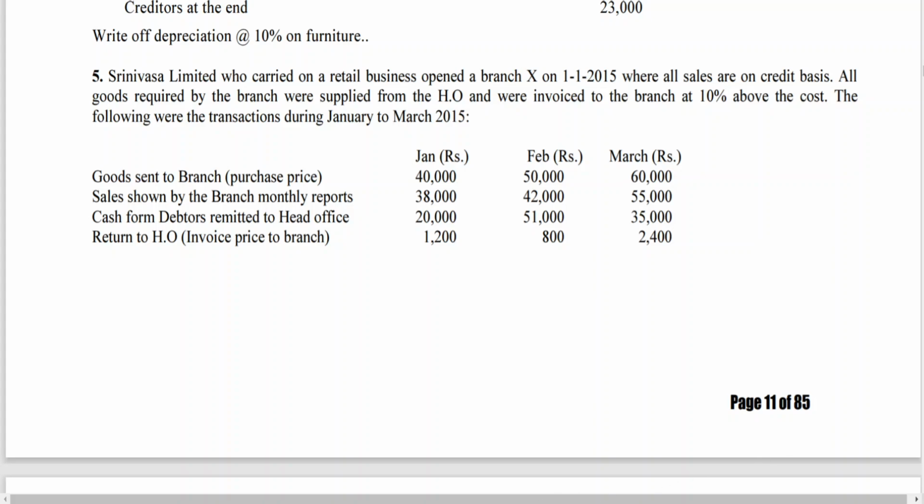Hi friends, good day. Today I am working out the fifth problem of the Debtors method.